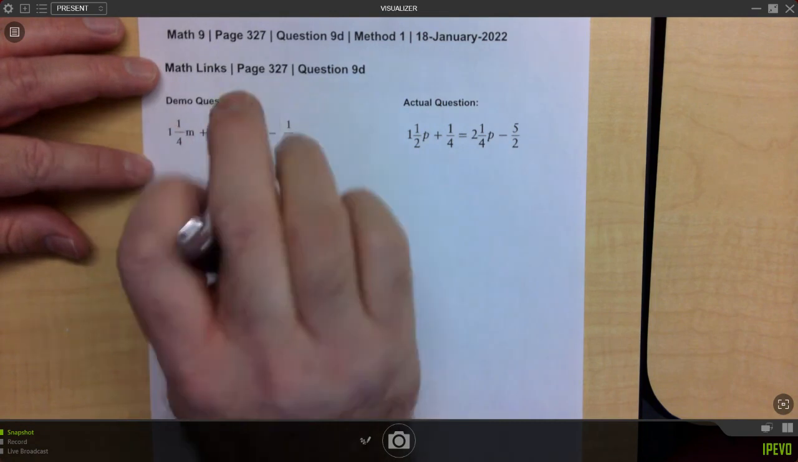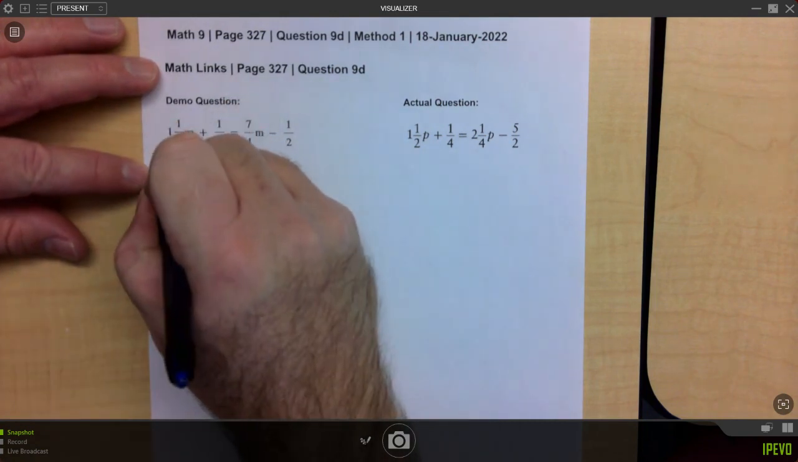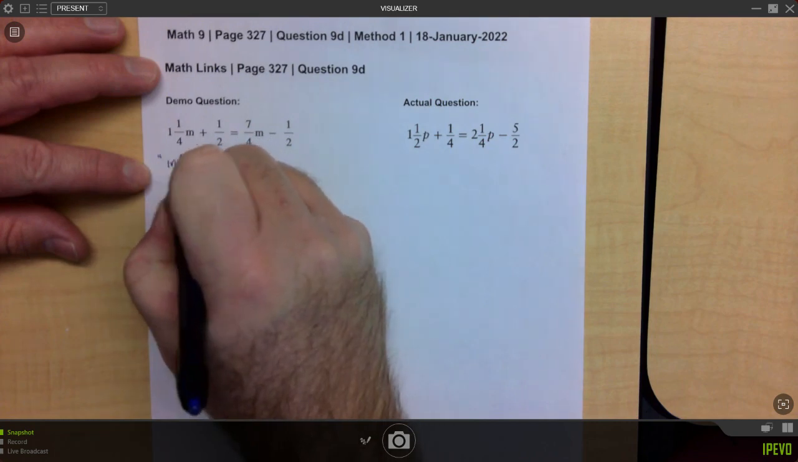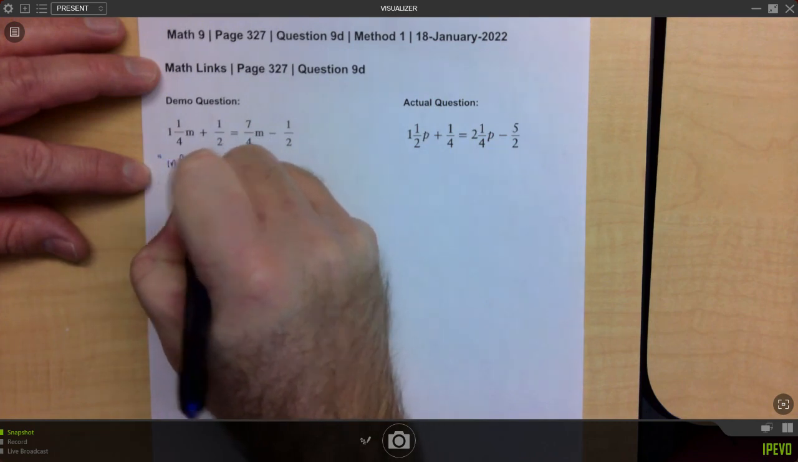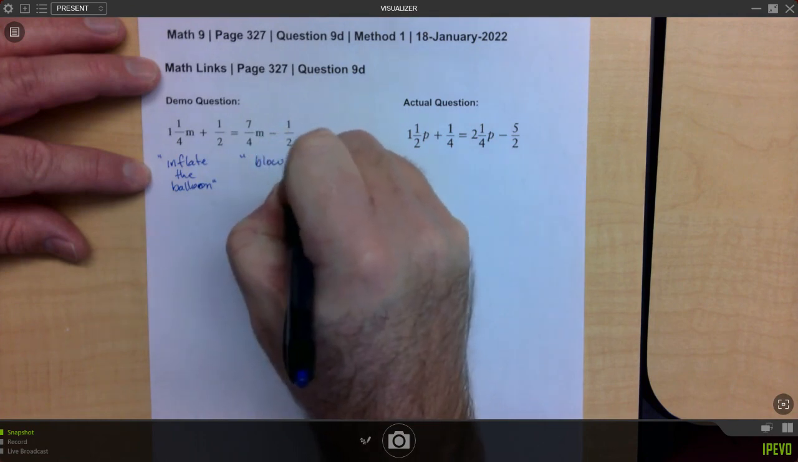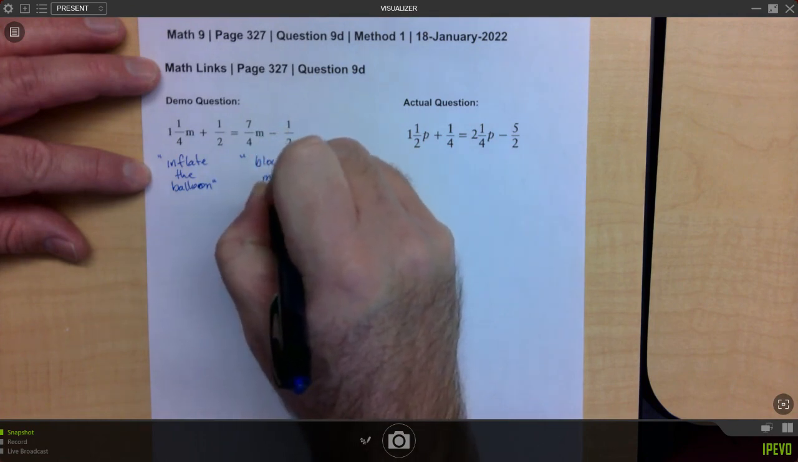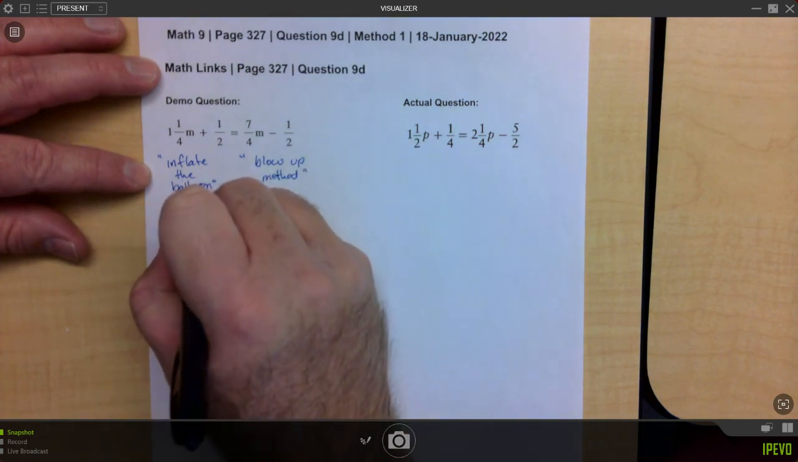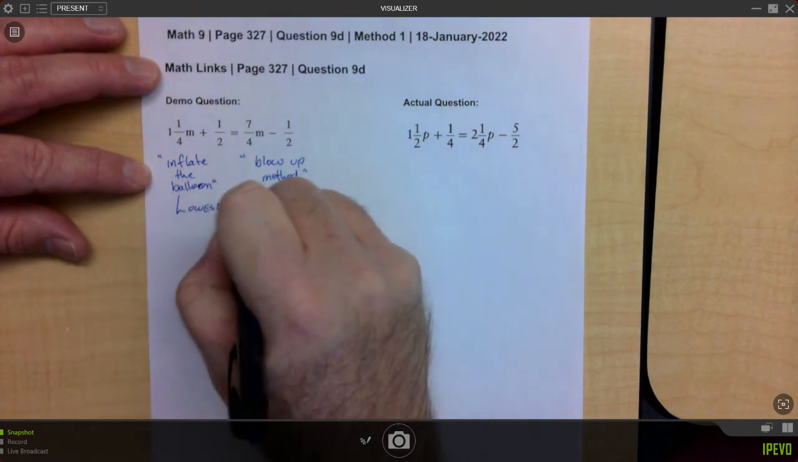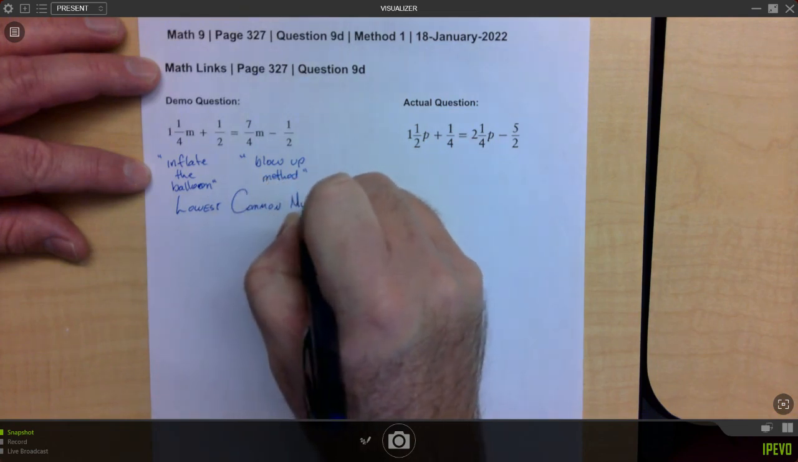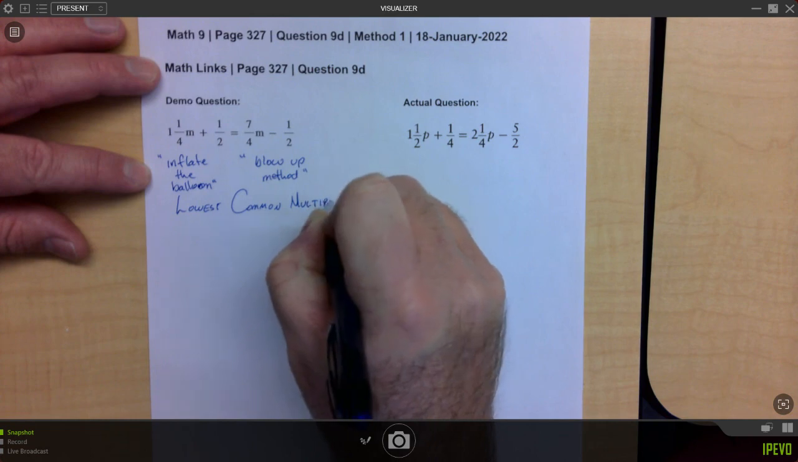I call it inflate the balloon. Or sometimes I call it the blow up. So you're gonna blow up this question. And here's how you do it. You use what's called the lowest common multiple. All right, and we've talked about this in class.